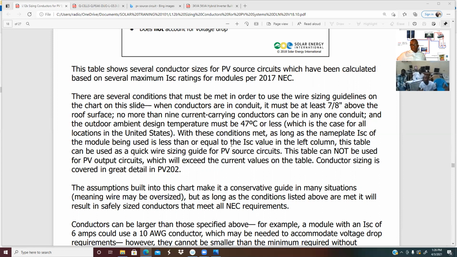No, listen to me. They're saying here you can do that in an area that you have up to 47 degrees Celsius or less. That means it's cold. That's a cold place, like America. You can do that in that kind of place. You can put up to 9 conductors in the conduit. But in a very hot, warm temperature area, you cannot put that much into a conduit.